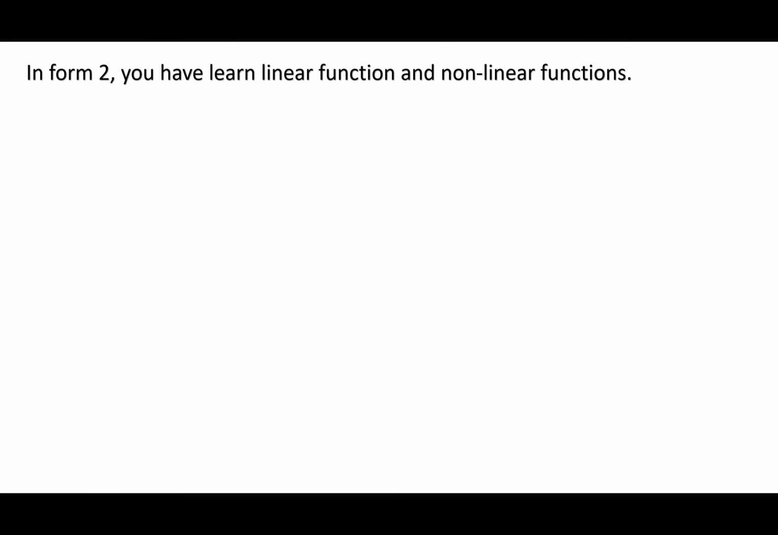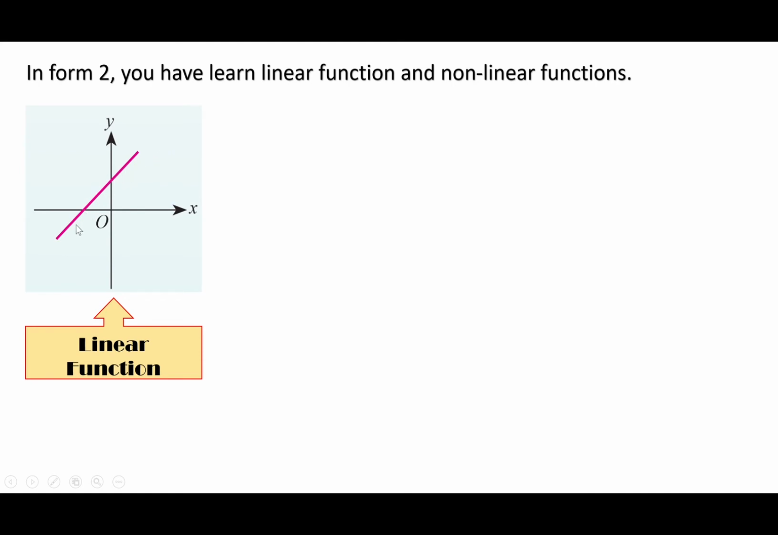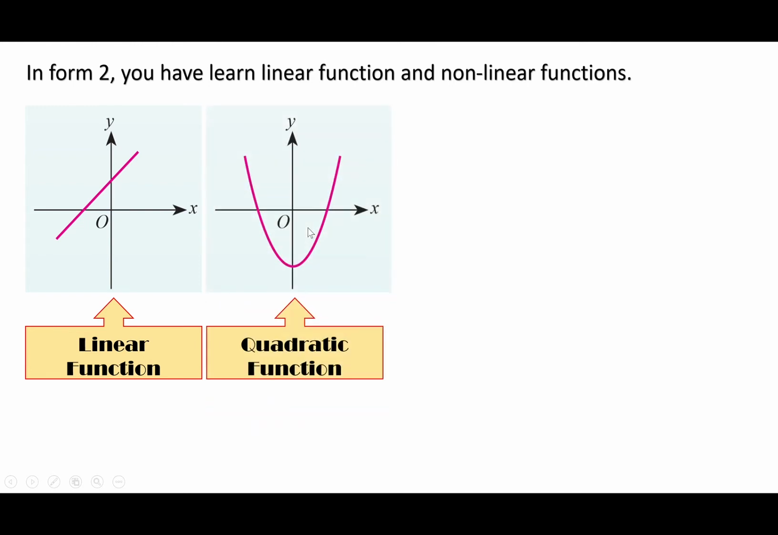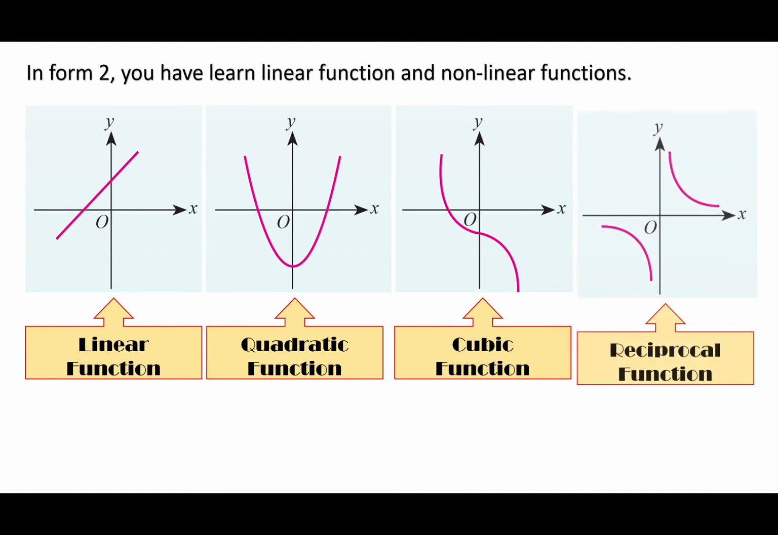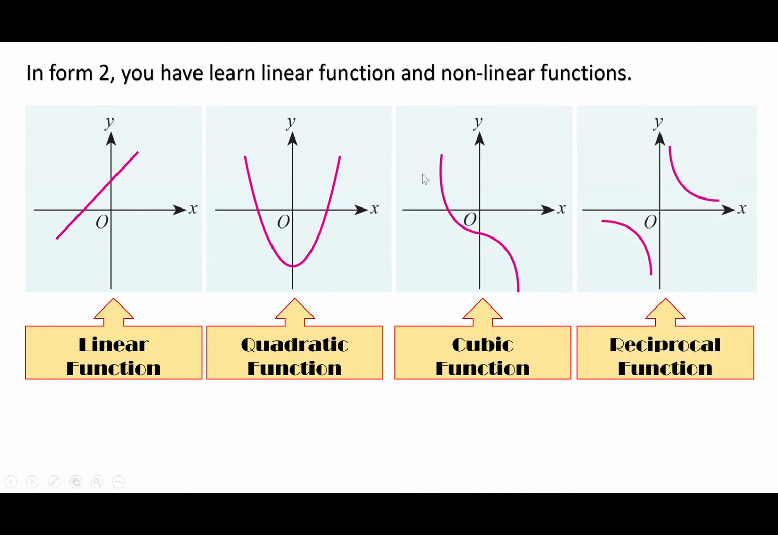在 Form 2 的时候，你有学 linear function 跟 nonlinear function。So the linear function is a straight line. 在 linear function 里面呢，它是一条直线来的。And nonlinear function involves quadratic function, cubic function, and then reciprocal function. 在不是直线的 function 里面，就是 nonlinear function，一共有3个不一样的 function. So we learn straight line. Of course, we will learn linear function.